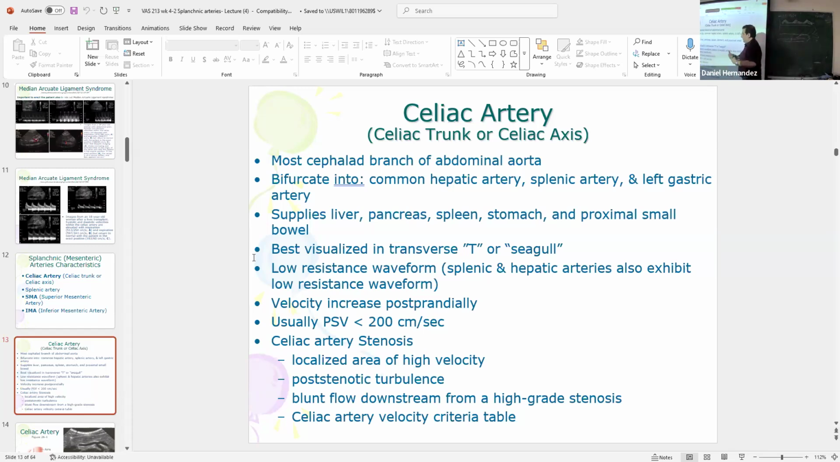If we go distal to the celiac artery, working our way further into our branch vessels, we would look for a tardus parvus, a blunting of that downstream waveform. And looking at the celiac artery velocity criteria table, again, greater than 200 centimeters per second is considered stenotic. Normal should be less than 200.